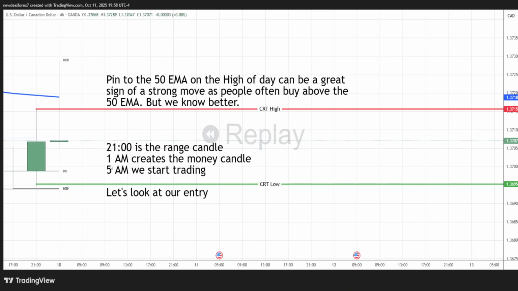But in any event, we start trading at 5 a.m. because this is 1 a.m. and then 5 a.m. starts. Well, let me make sure. Oh, I'm sorry. 9 p.m. was the range candle. 1 a.m. created the real high of day right here. So 5 a.m. is when you start trading.